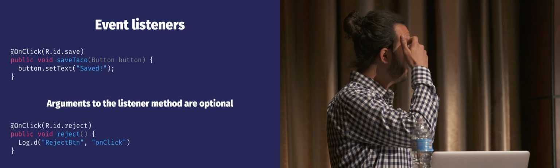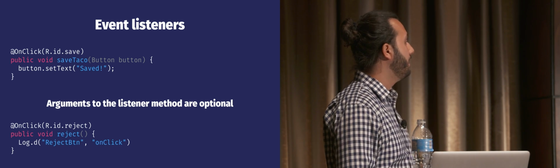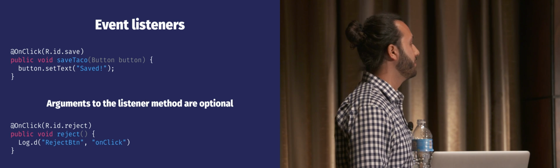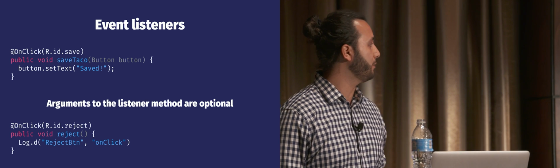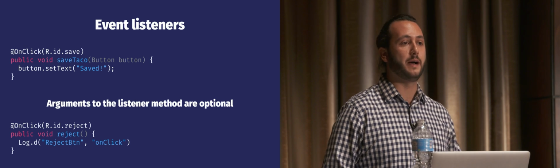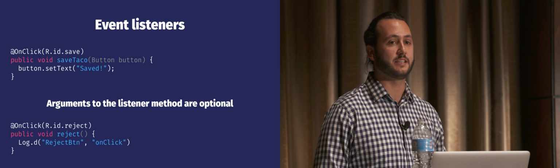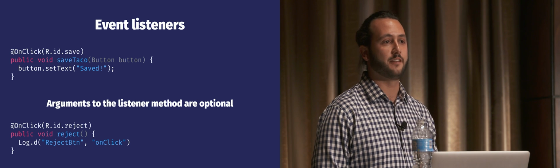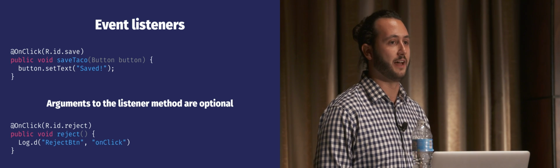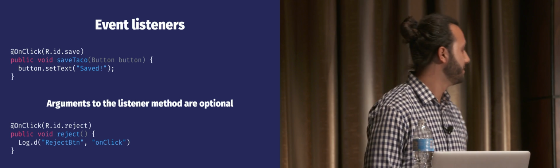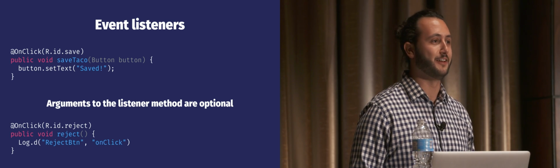Butterknife's pretty flexible too because it lets us not have to pass in the reference to the view. So when we click on the reject button, maybe I don't care about updating the view for that button anymore. So I just want to log out that the user clicked it. Or maybe I have 50,000 analytics libraries. I needed to tell all of them that the user just clicked reject. I think somebody else has the same problem I do.